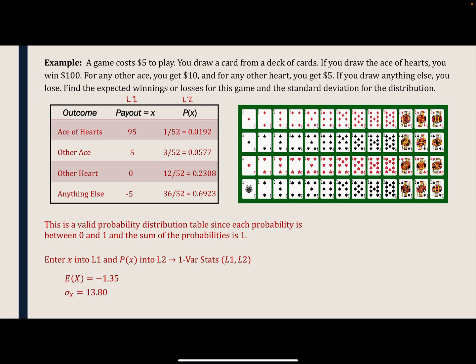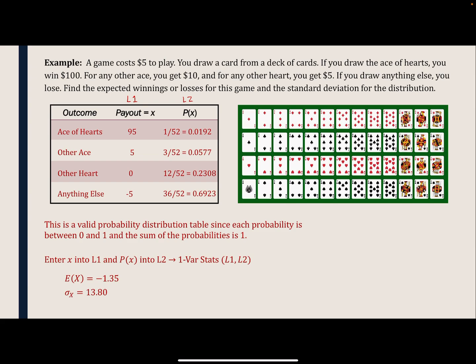$1.35, which doesn't sound like a lot. Maybe most people are okay with that. But the standard deviation is pretty high, 13.8, which means that there's going to be a large fluctuation in winnings to losses.